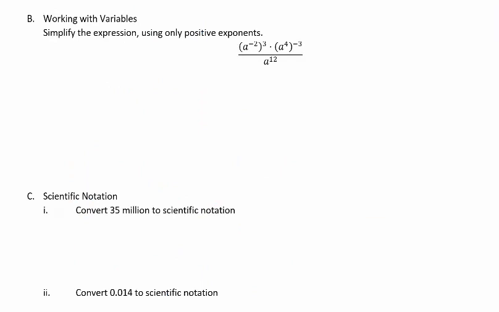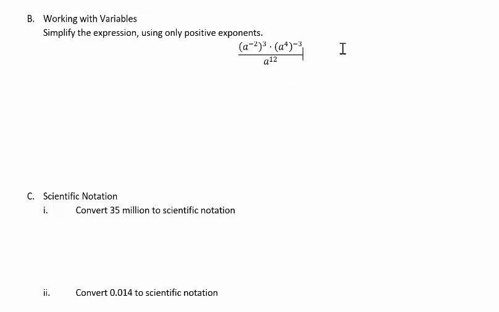And let's take a look at another example, and this one is working with variables as the bases. So a to the negative second to the third times a to the fourth to the negative third over a to the 12th. Our goal is to find an answer that's in simplest form, involving only positive exponents.